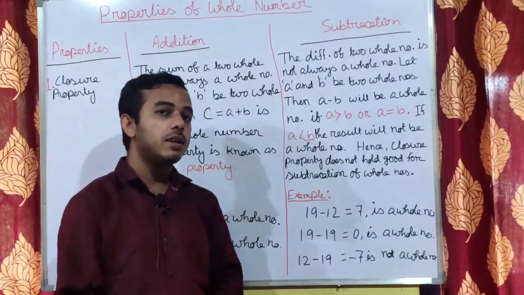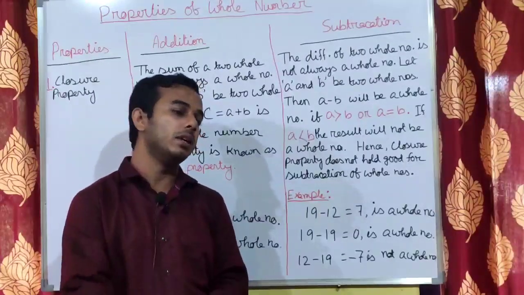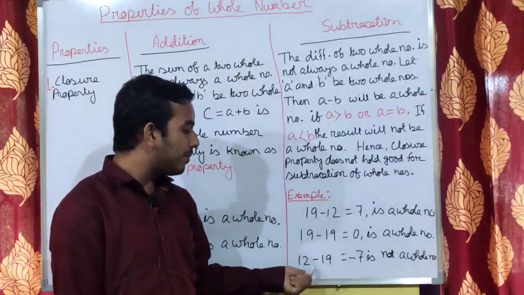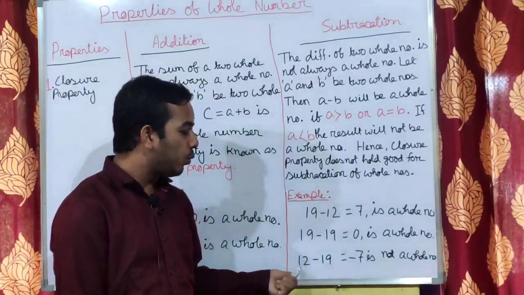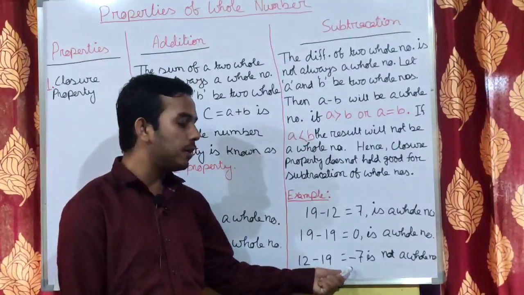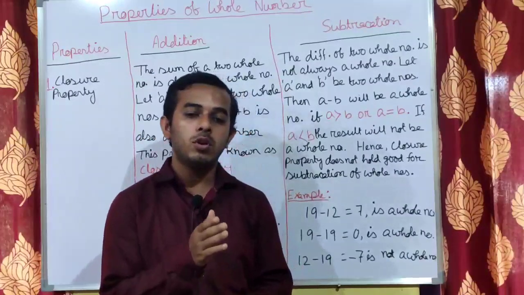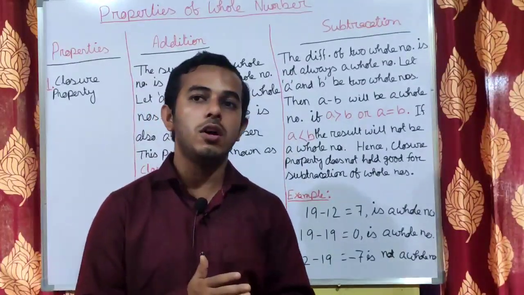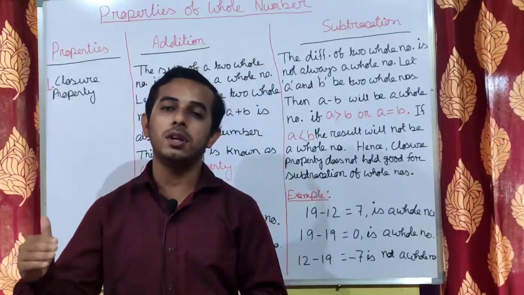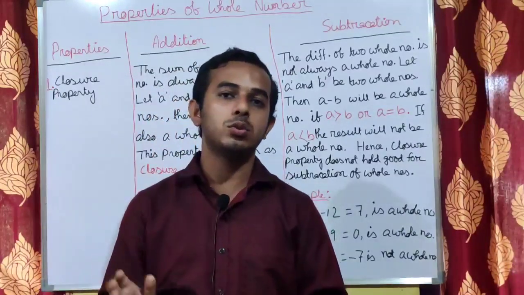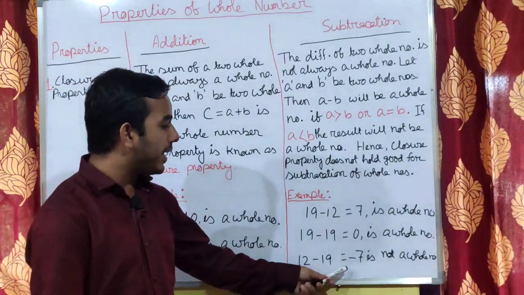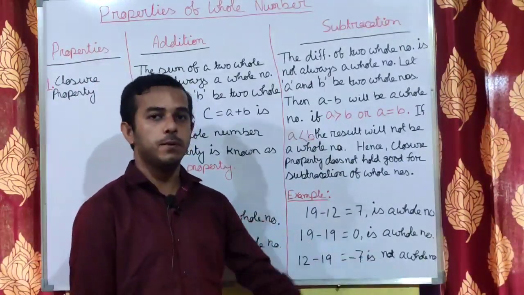The third case, a less than b. So a is what? 12 and b is 19. 12 minus 19 equals how much? Minus 7 is not a whole number, right? Because we know whole numbers start from 0, then move towards 1, 2, 3, 4, like this it goes to infinity. So minus 7 is not a whole number.